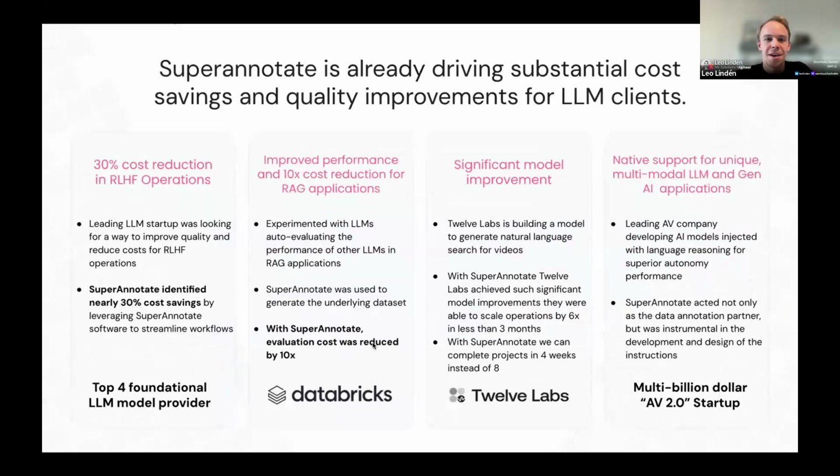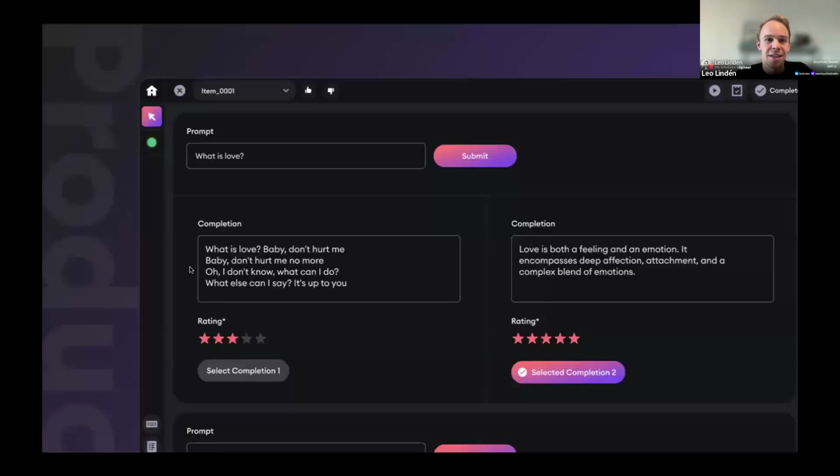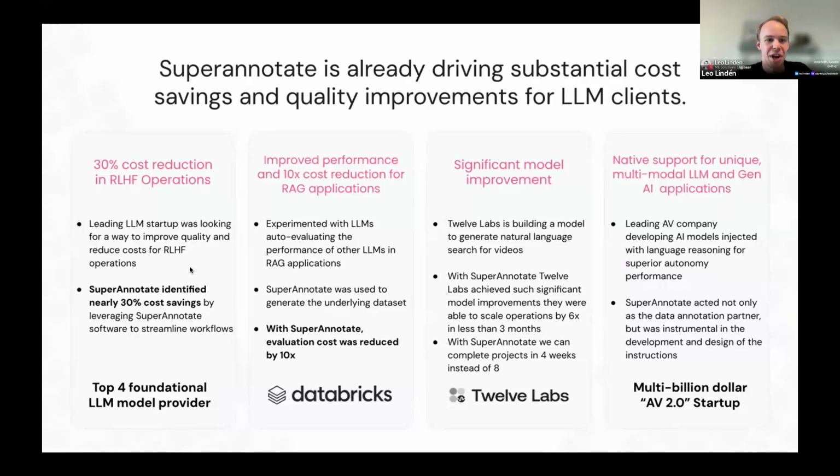And some examples of companies that we work with is one of the leading foundational model providers. We helped achieve a 30% cost reduction in doing RLHF. We worked with Databricks to decrease evaluation costs 10 times with one of their big RAG projects, as well as helping them get data for their large language models. With 12 Labs, we're building a model to generate natural language search for videos, something you should definitely check out. Using our platform, both were able to scale the operations really quickly.